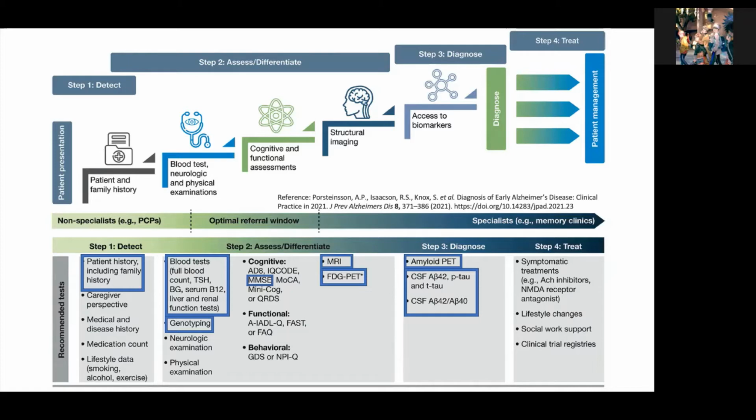amyloid PET or CSF, as our fluid test, with the CSF amyloid beta 42 and amyloid beta 40, which are shown in our information data sheet. Those have actual numbers there for diagnosis purposes. Earlier I didn't know those names, so I think this is really informative for me and for everyone to interpret the data more.